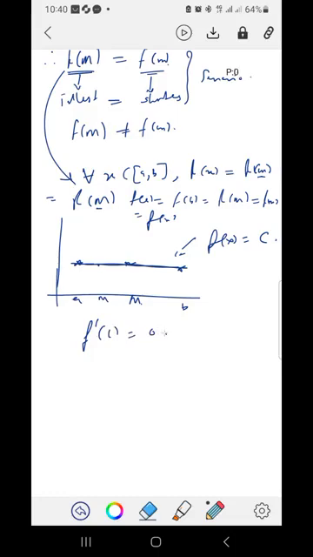Okay, but then before I roll into that, yes, we know it's going to be 0. So what is our c therefore? Of course, if you take the derivative of a constant function, it gives you 0.